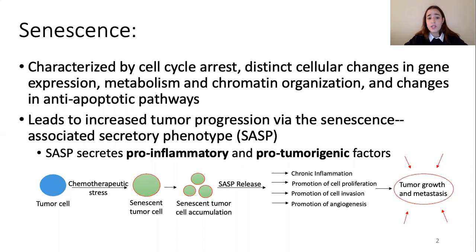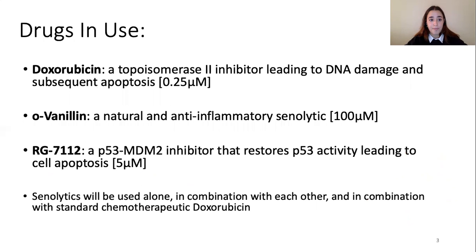Well, senescence is characterized by cell cycle arrest, distinct cellular changes in gene expression, metabolism, and chromatin organization, as well as changes in the anti-apoptotic pathway. All of this leads to the increase in tumor progression via the senescence-associated secretory phenotype, also known as SASP, which secretes pro-inflammatory and pro-tumorigenic factors, all leading to chronic inflammation, cell proliferation, cell invasion, as well as increased angiogenesis, which is the blood supply to the primary tumor. And all of this leads to tumor growth and metastasis.